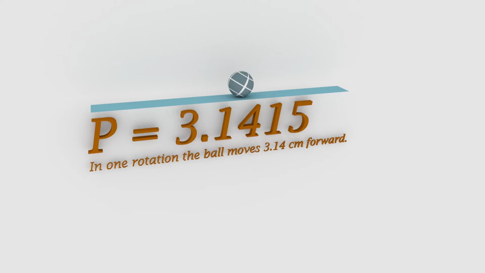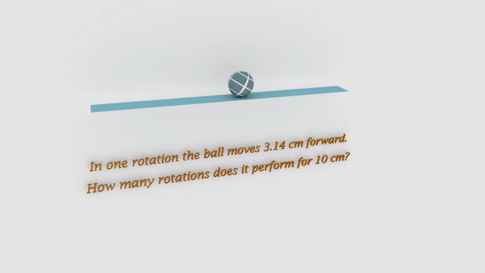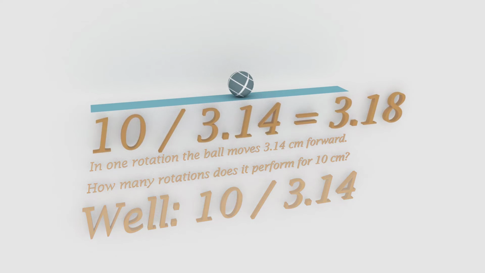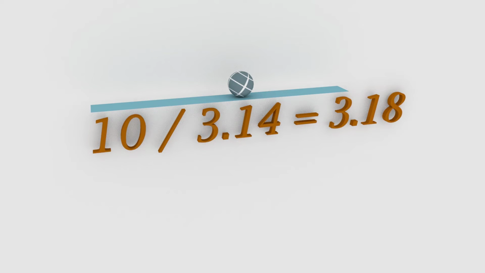So when in one rotation the ball moves 3.14 centimeters forward, how many rotations does it perform for 10 centimeters, which is the whole stretch of our plane? Well, it's 10 divided by 3.14, which is roughly 3. So the sphere performs 3 rotations, more or less, from A to B. To be more precise, 3.18.